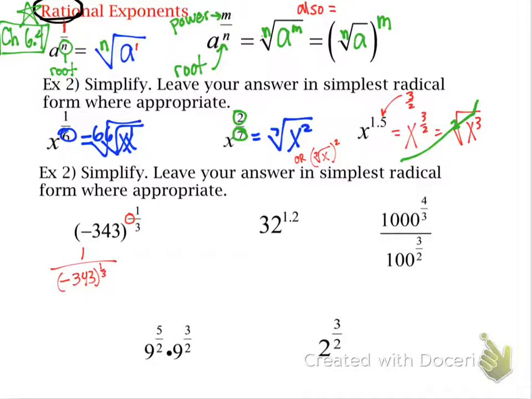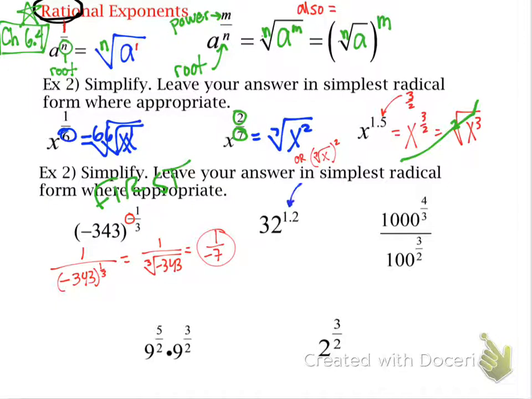A few more examples here. So it's a negative. You always got to take care of the negatives first, the negative exponents. So we're going to write that as 1 over, and then we're taking the cube root of negative 343. It's a perfect cube, so negative 7 is the cube root of negative 343.